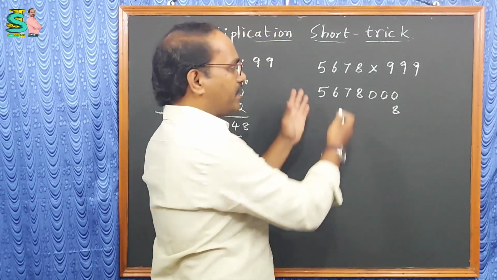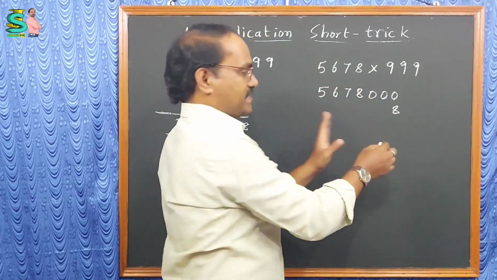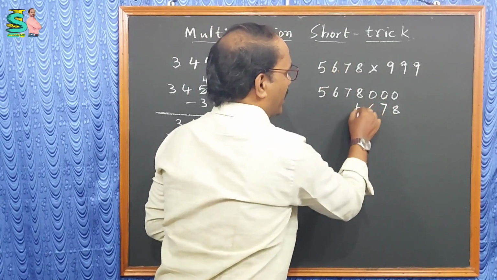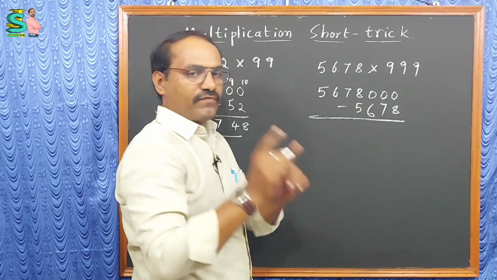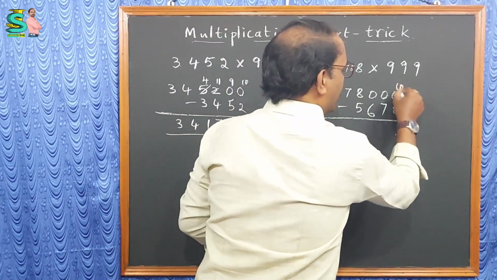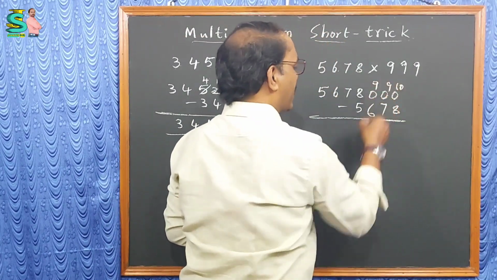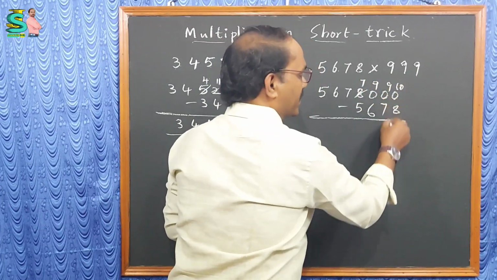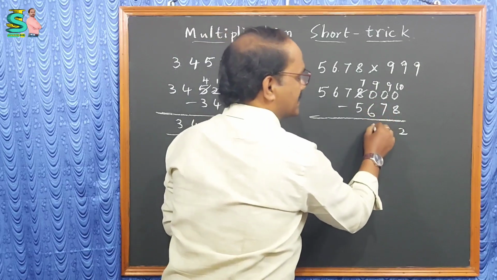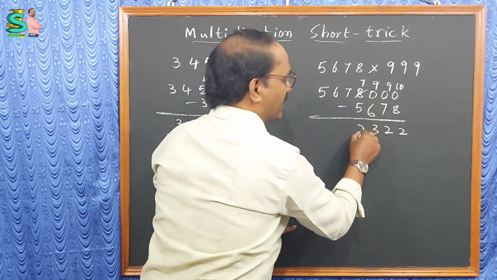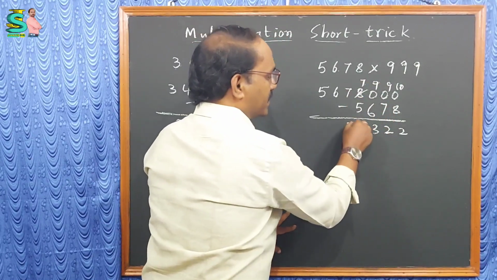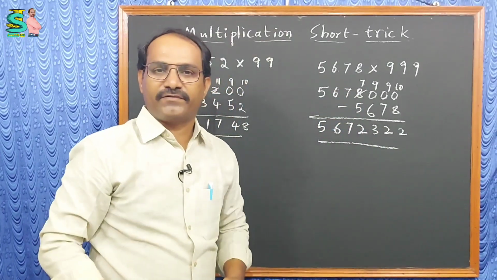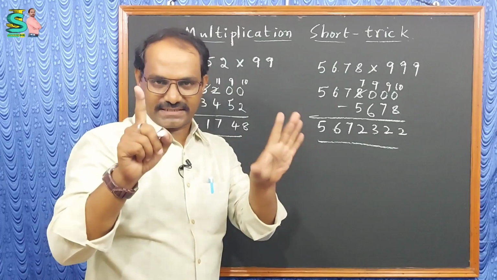And then again you can subtract this number only here: 7, 6 and 5. Do the subtraction, you will get your answer. 10, 9, 9. Here 7. 10 minus 8, 2. 9 minus 7, 2. 9 minus 6, 3. 7 minus 5, 2. Here 7, 6, 5. How much time will it take? 5 to 6 seconds only.